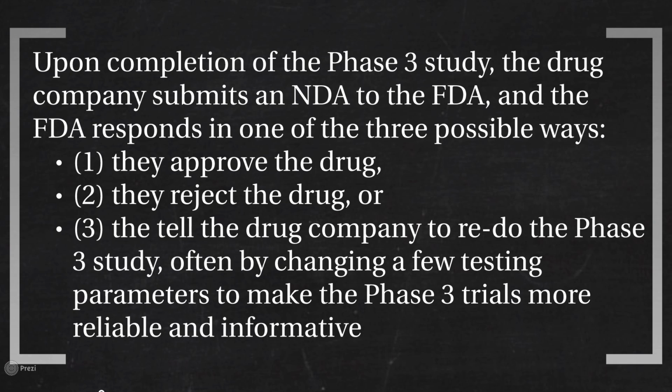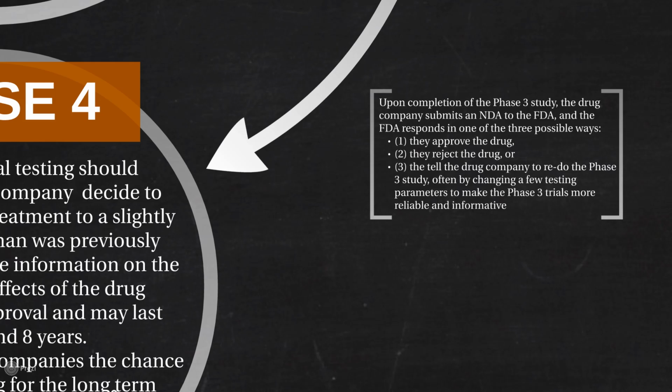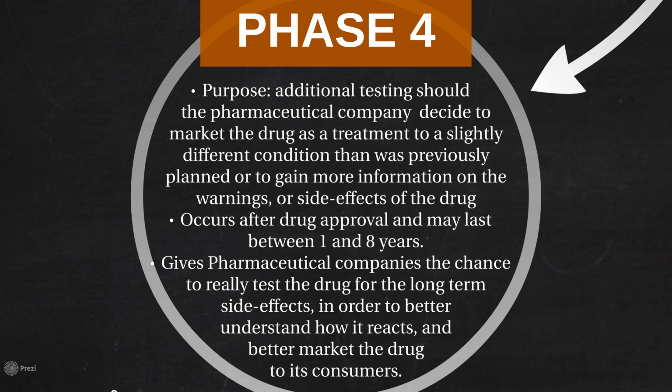Okay, so when the phase 3 study is done, the drug company submits an NDA, a new drug application, to the FDA, and the FDA responds in one of 3 ways. They approve the drug, they reject the drug, or they tell the drug company to redo the phase 3 study, often by changing a few parameters to get more reliable data. That happens a lot, actually.